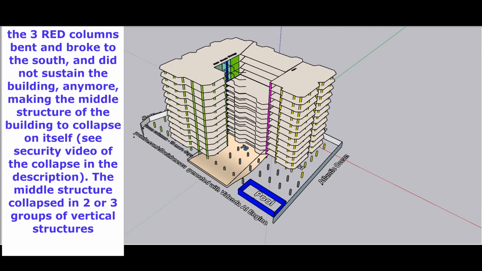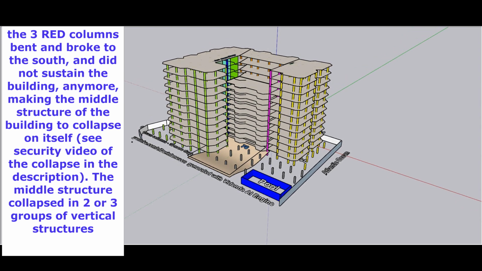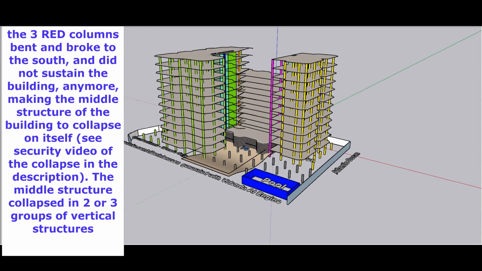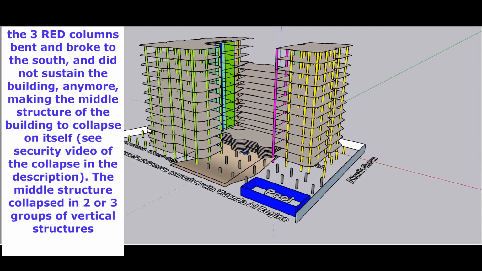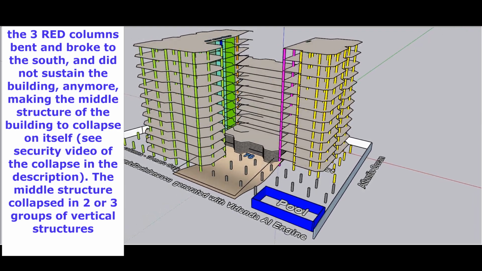The three columns bent and broke to the south, and did not sustain the building anymore, making the middle structure of the building collapse on itself. See security video of the collapse in the description. The middle structure collapsed into 2 or 3 groups of vertical structures.